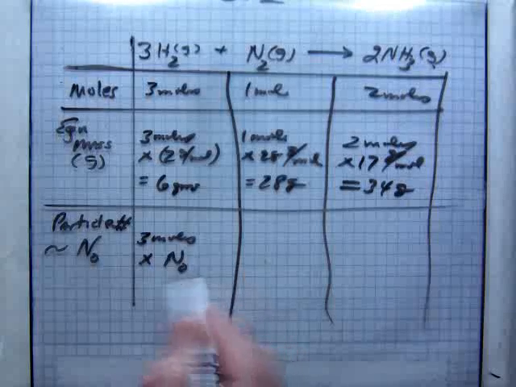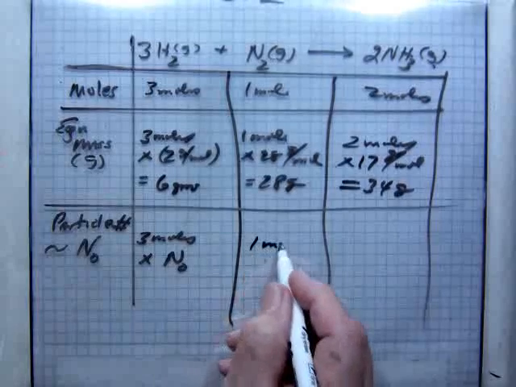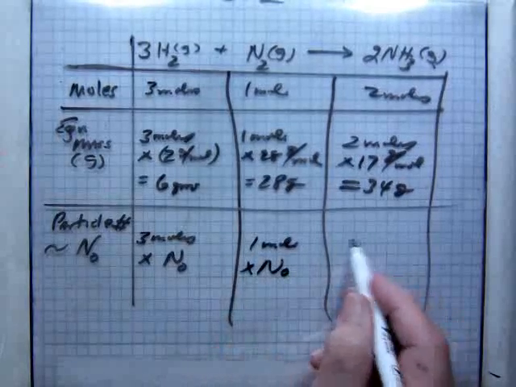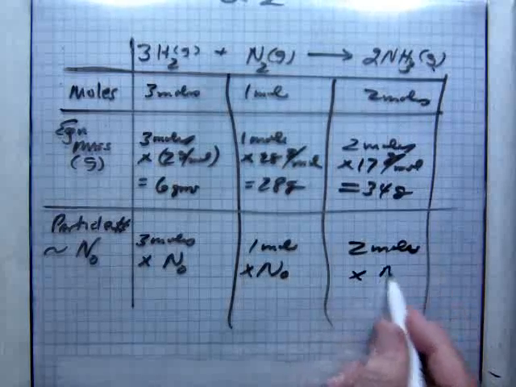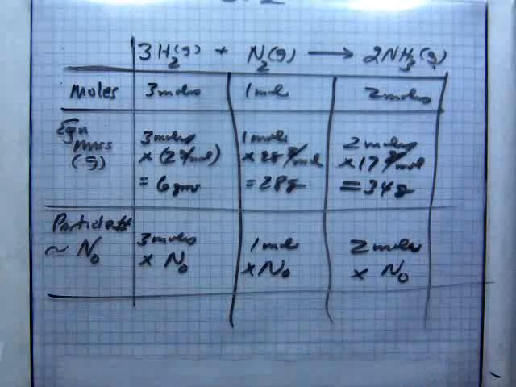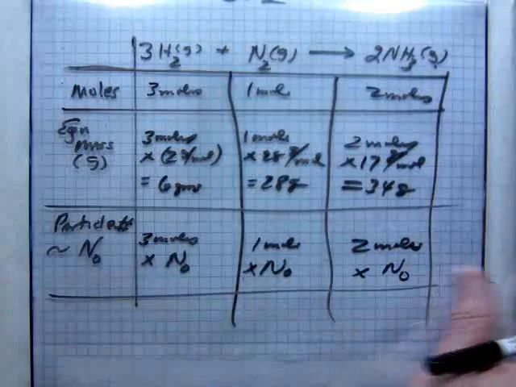And so the outcome is particles. So this would be 1 mole times Avogadro's number. This would be 2 moles times Avogadro's number. Now that's rarely used, almost never in my course. But just to make sure you have been exposed to that idea, there it is.